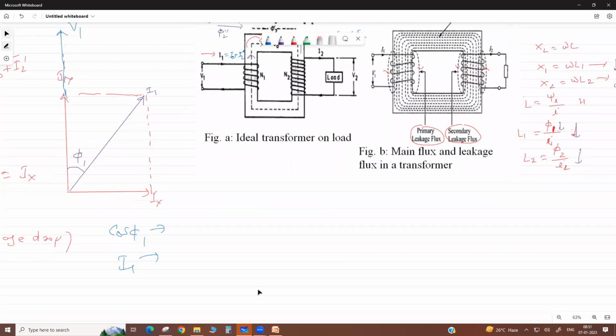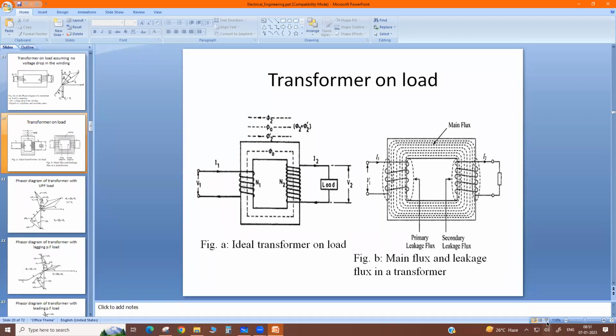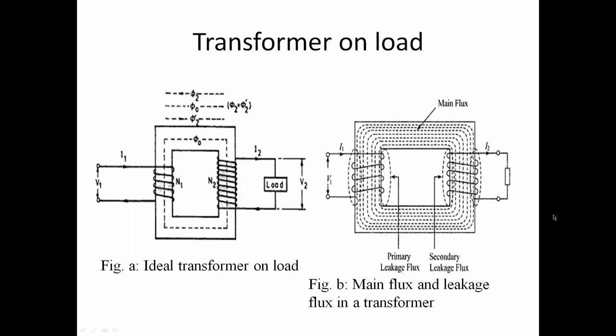Okay, dear. So this is the main flux and your leakage flux. If you draw this diagram, show the leakage magnetic flux, and then correlate the leakage reactance, you get good marks.